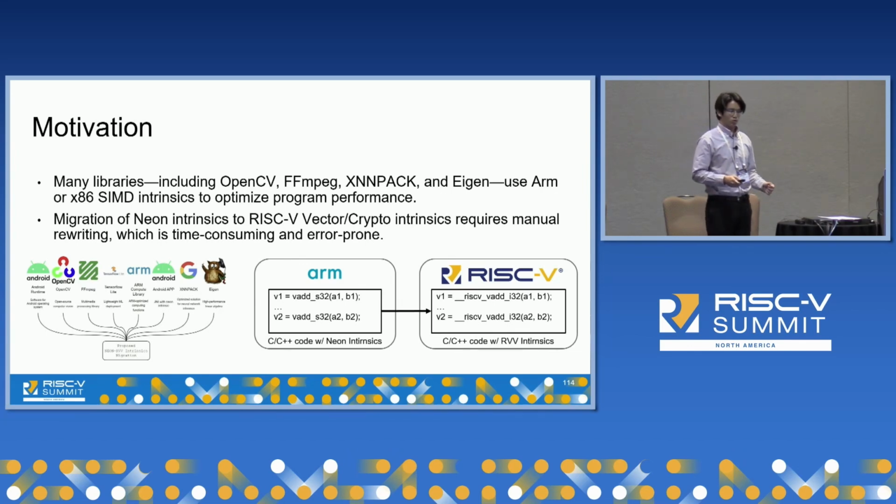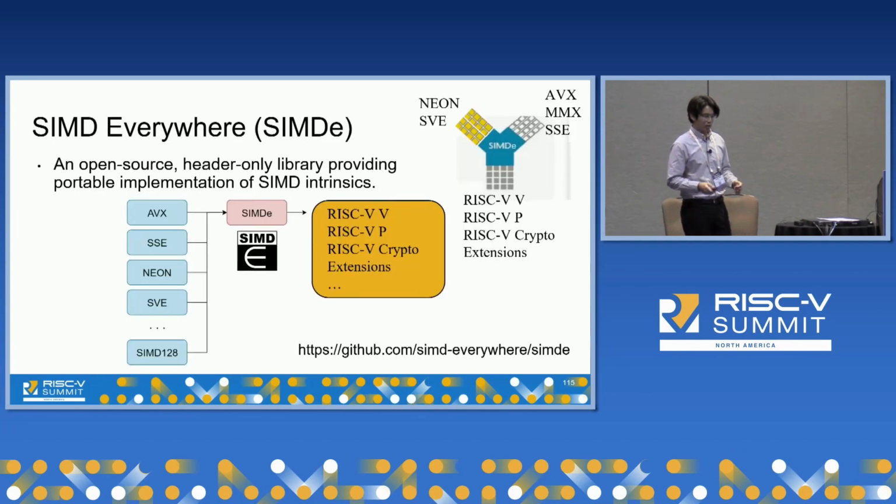This is the motivation behind this work. If you want to move from an ARM Neon program to the RISC-V platform, there is a lot of porting work to do, because many libraries have been optimized using SIMD intrinsics like the ARM Neon intrinsics. If you manually rewrite all those intrinsics into RISC-V Vector intrinsics, it will cost a lot of time and you may introduce lots of bugs during the process. So there's an open source project called SIMD Everywhere that's trying to solve this problem.